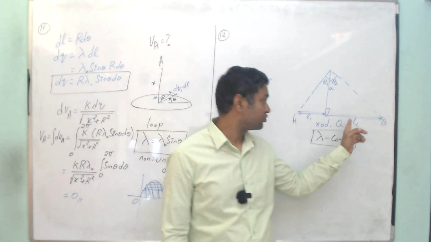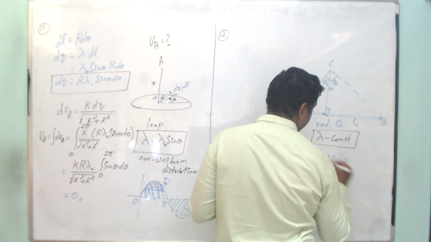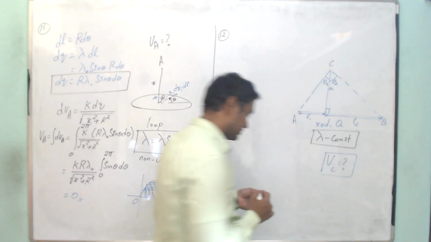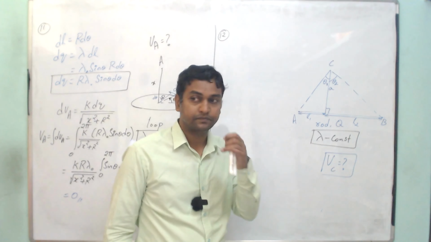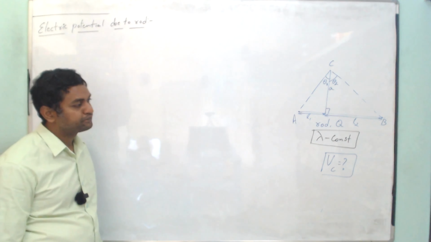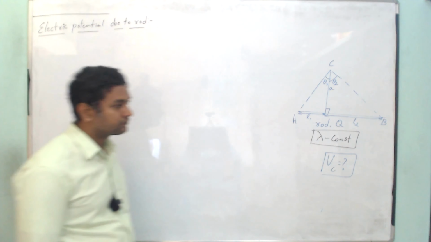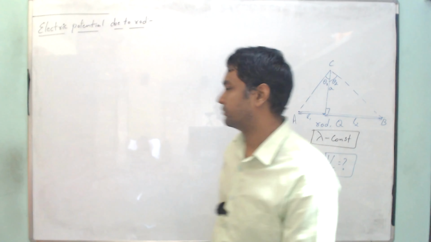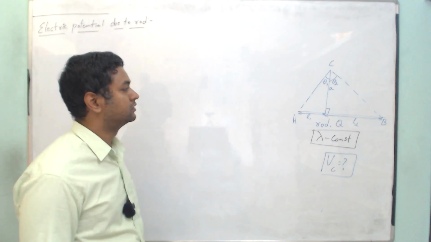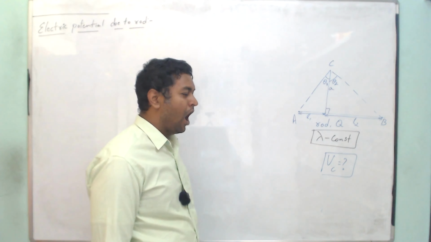Find the potential, let's say at this point C. Find the potential at point C. Then I got K lambda integration of secant x from minus theta 1 to theta 2. Let me solve it. It might be right, it might be wrong, I'm not sure. I'll start.